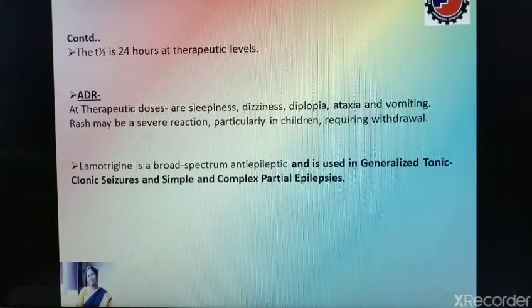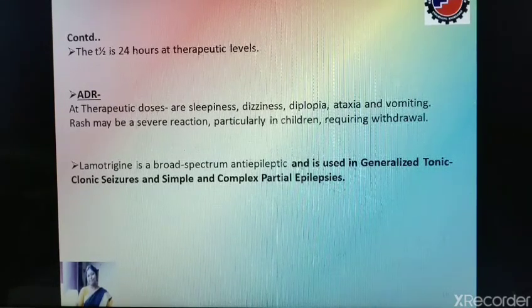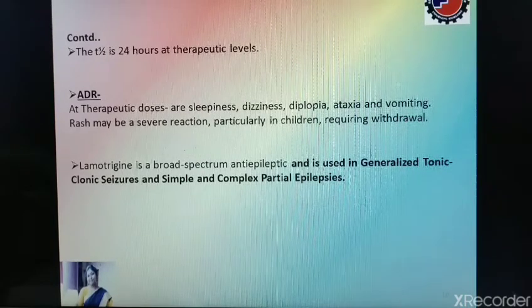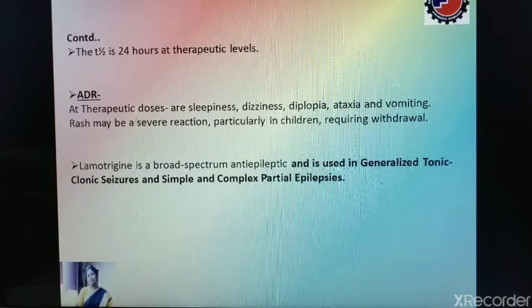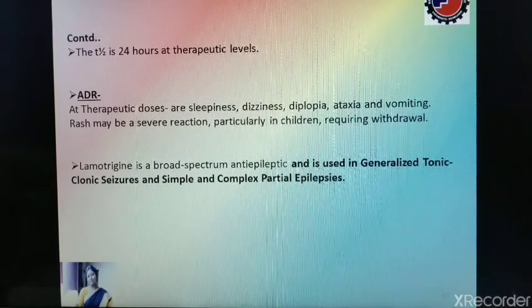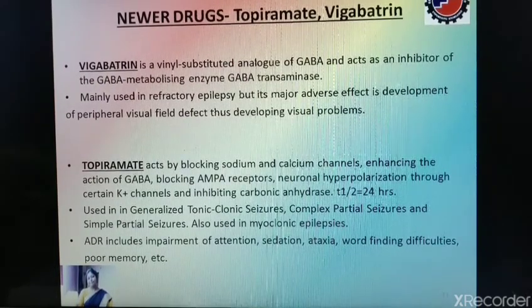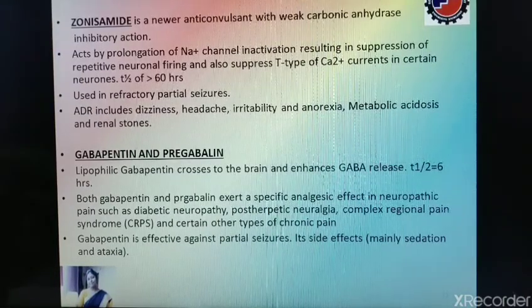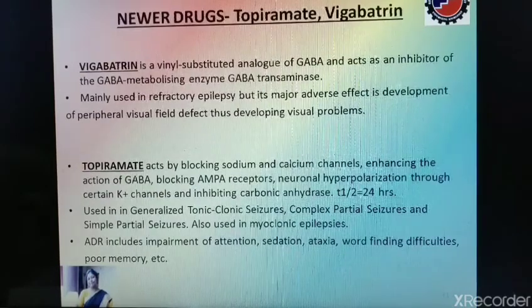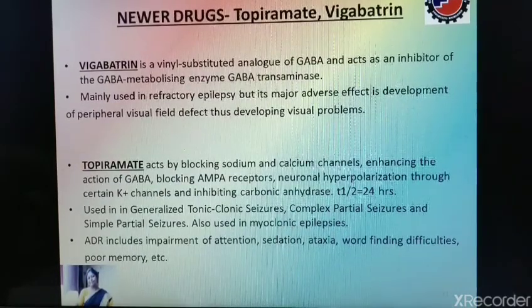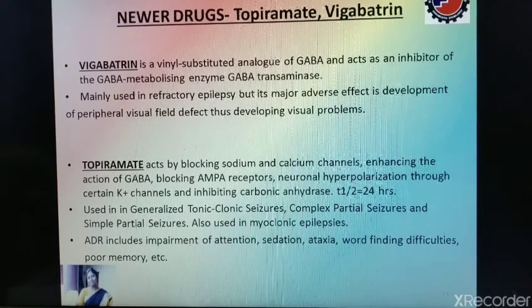Lamotrigine is considered a broad-spectrum anti-epileptic and is used both in generalized tonic-clonic seizures as well as simple and partial epilepsies. Now, let us come to the last segment of anti-epileptic drugs, that is vigabatrin, topiramate, zonisamide, gabapentin and pregabalin. Apart from these newer drugs, there are many other newer drugs. So if you want to learn them, you may go through them also. Here we will discuss these 5 drugs.